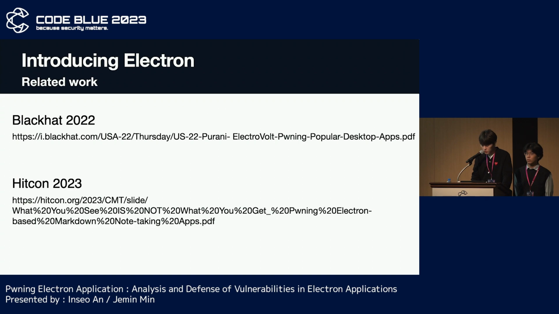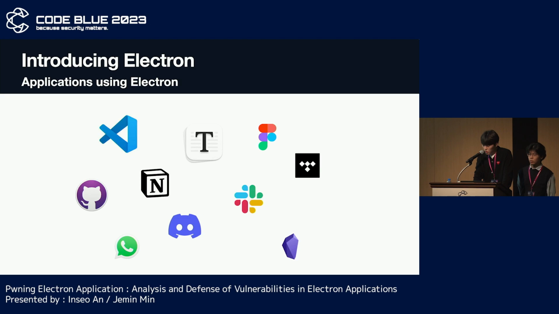Next, I will introduce some research related to Electron. First, Black Hat introduced an exploit method based on the activation of Electron's security options, and at HITCON, the results of a study based on Markdown apps were presented. All of the apps you see here are Electron applications, and now we are going to announce how we analyze and attack these applications.